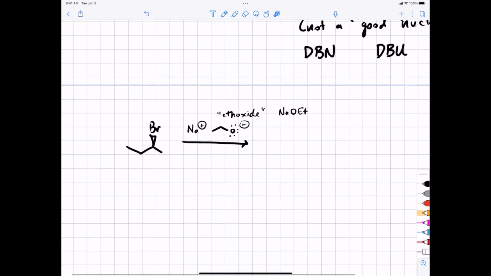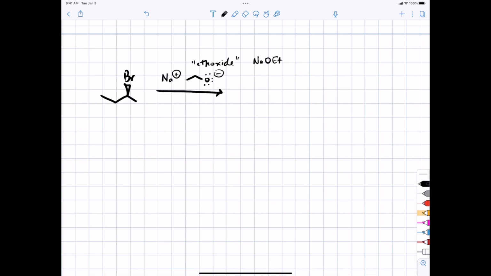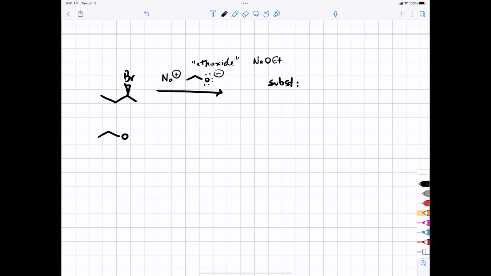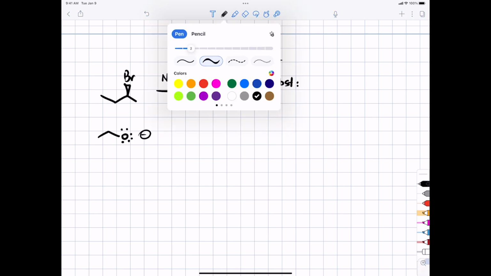All right, so let's do the substitution product first. I also haven't said why these reactions are going through the concerted mechanism where we attack and the leaving group leaves at the same time. We'll get to that too. But for right now, let's just consider the substitution and elimination outcomes. So if I were going to draw a mechanism for the substitution reaction, what do I need to do? Where are my arrows going to go?